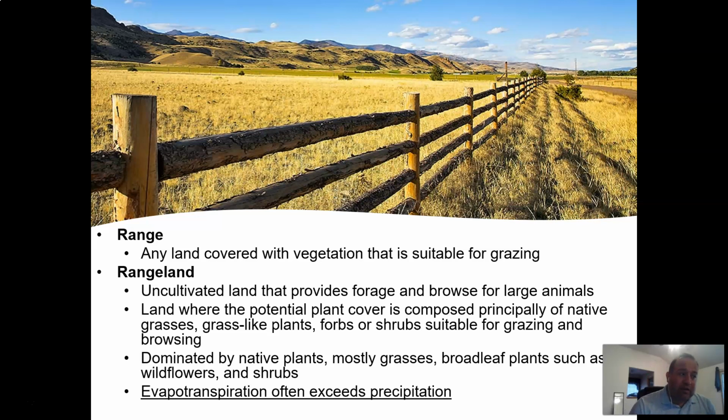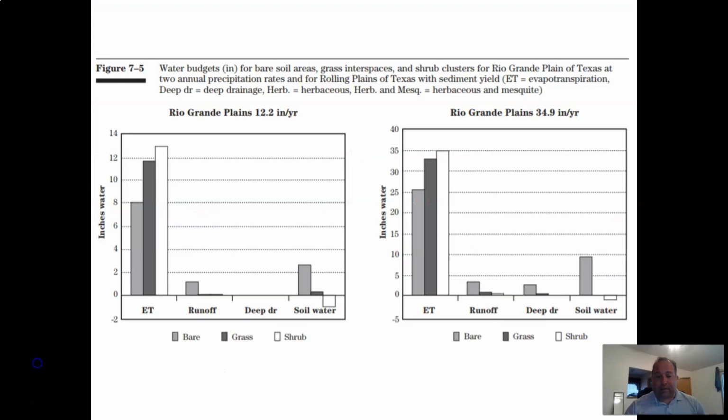One of the big things to really understand with rangeland is the idea of evapotranspiration often exceeding precipitation, so the idea that you're losing more water than is coming into the system. Remember, evapotranspiration is that combination of evaporation, the water changing back into gas form, back into the atmosphere, and then transpiration, the plants using the water and then it going back into the atmosphere. So that combination usually is exceeding the amount of water coming into the system.